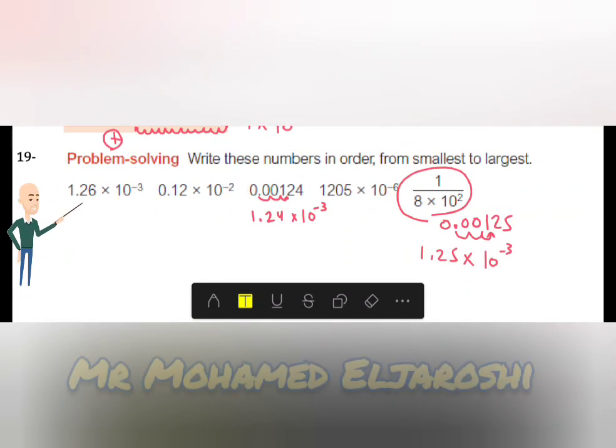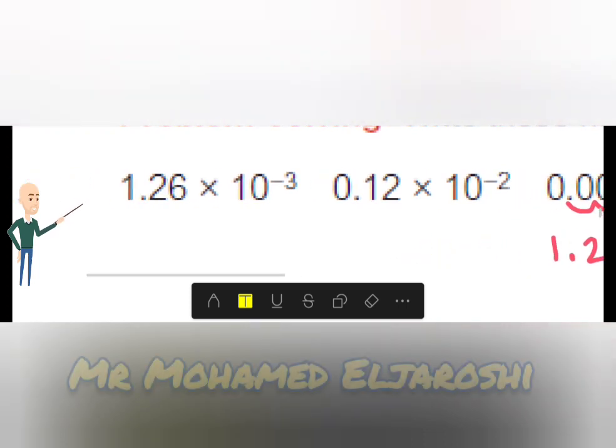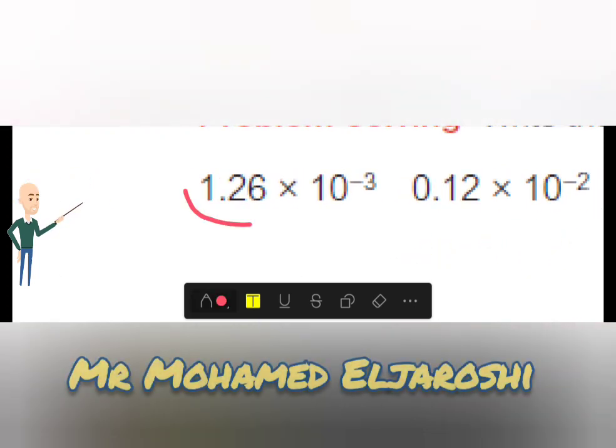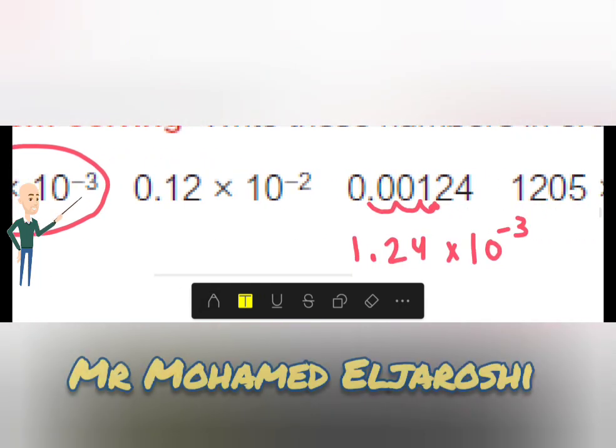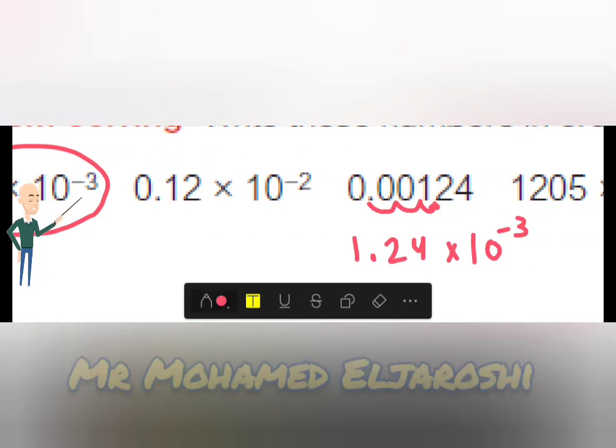I can do one thing to make it easier for me not to be confused with numbers. I can make all of them standard form. To make all of them standard form, let's check them one by one because it's problem solving. Now, this one is in standard form, no problem. Now, let's move on to this one. Is it standard form? No. So I have to move the decimal point here.